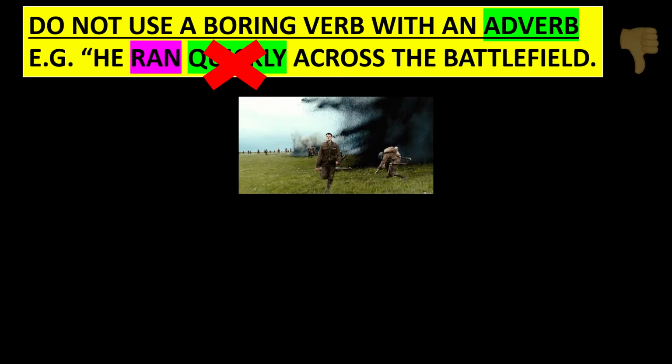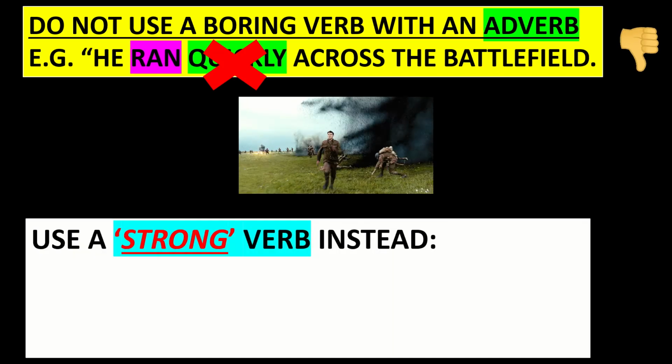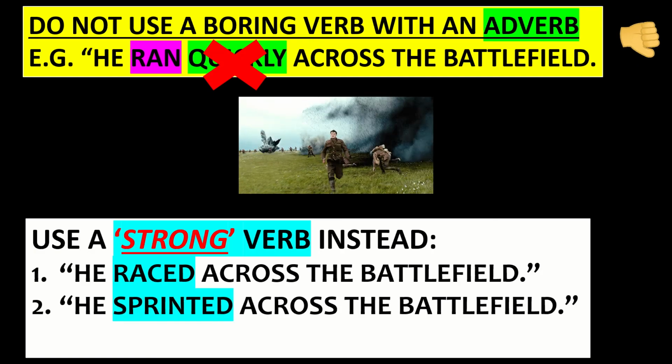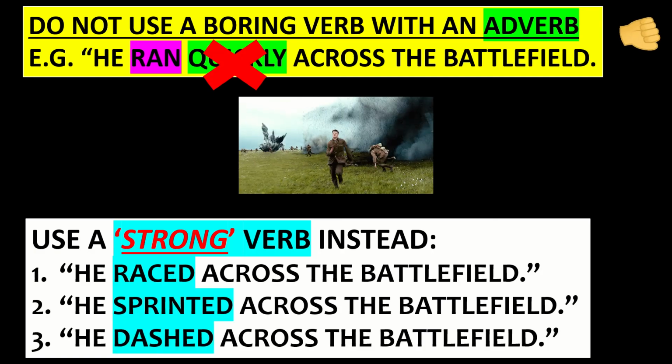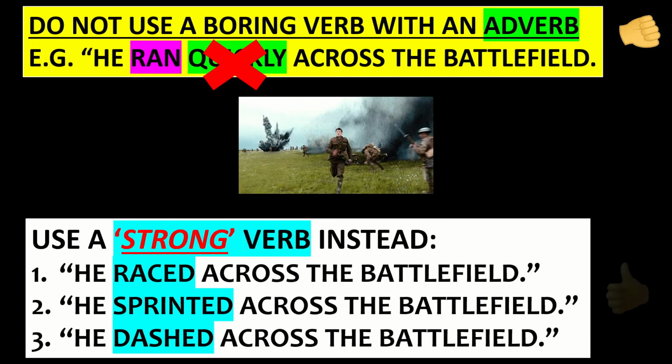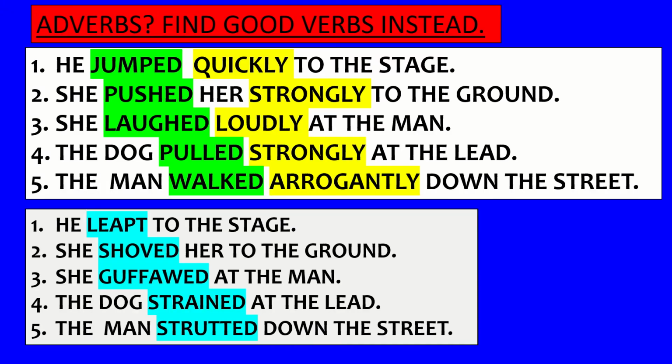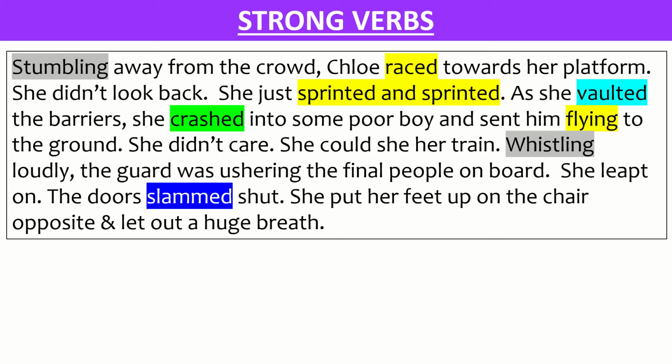So instead of he ran quickly across the battlefield, get rid of the boring adverb and make the verb, e.g., ran, stronger. So instead of he ran across the battlefield, we could have he raced across the battlefield, he sprinted across the battlefield, he dashed. All of these tell us that the guy is running without he ran quickly. Much better. And here are some more if you want to pause, feel free. So again, instead of the man walked arrogantly down the street, I've got the man strutted down the street. But again, pause if you want to read more.